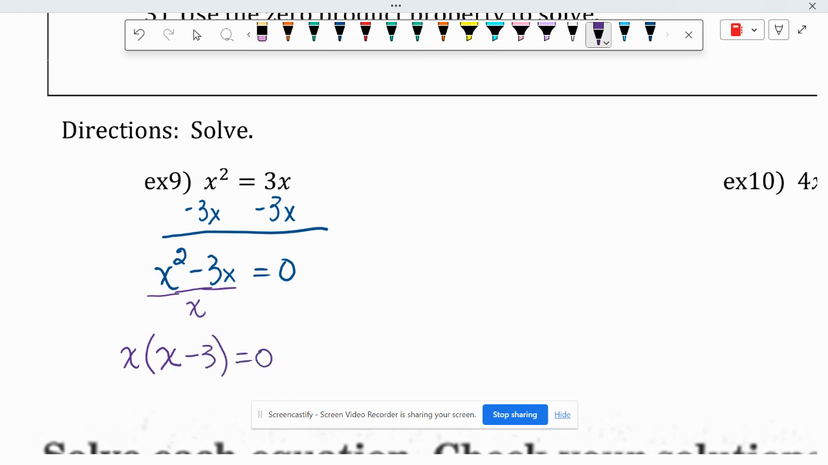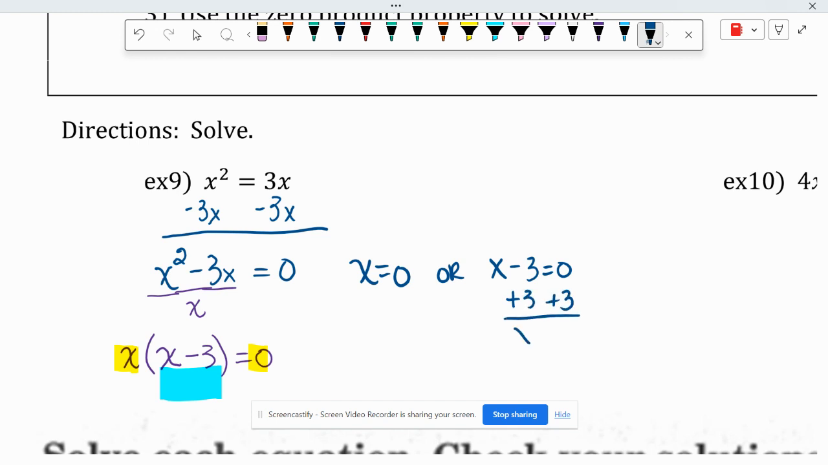So what does that mean? That means that this first term equals 0, or your second term equals 0. Well, if x minus 3 equals 0, how do I solve that? I'm trying to get x all by itself. Add 3 to both sides. So x equals 3. So those are your two solutions.